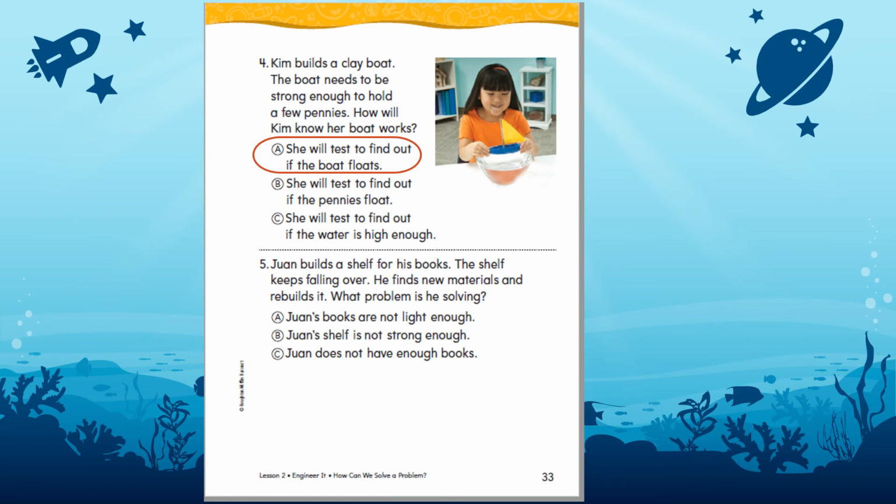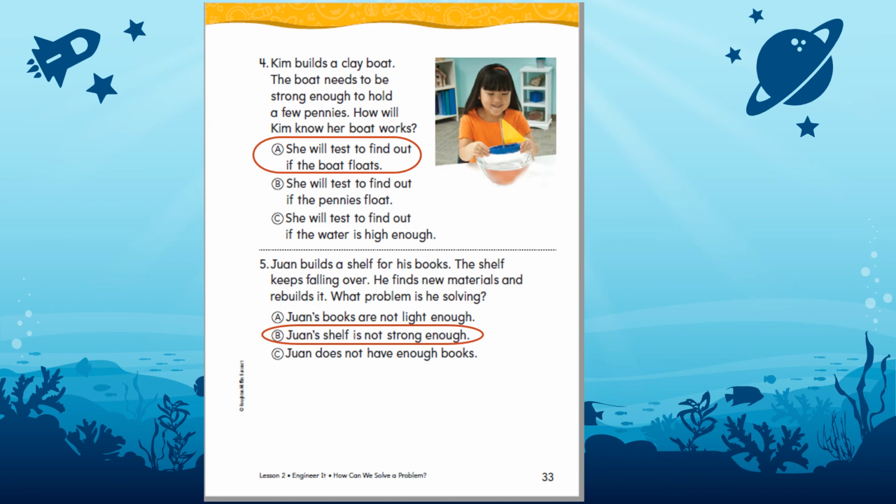Let's see question 5 now. Joanne builds a shelf for her books. The shelf keeps falling over. She finds new materials and rebuilds it. What problem is she solving? Is it A. Joanne's books are not light enough? B. Joanne's shelf is not strong enough? C. Joanne does not have enough books? What could be the answer? Let's see now. It's B. Joanne's shelf is not strong enough.